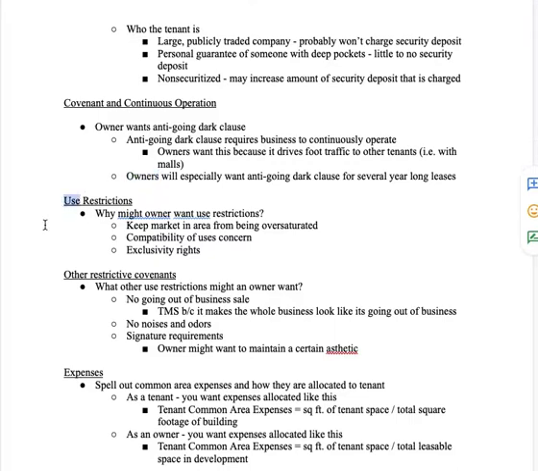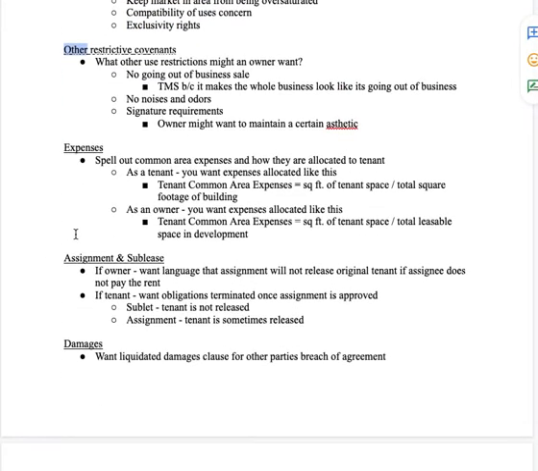Next, we'll talk about use restrictions. So why might an owner want use restrictions? They might want it to keep the market in an area from being oversaturated. They might have compatibility of use concerns, and they might have exclusivity rights. What other restrictive covenants, what other use restrictions might an owner want?